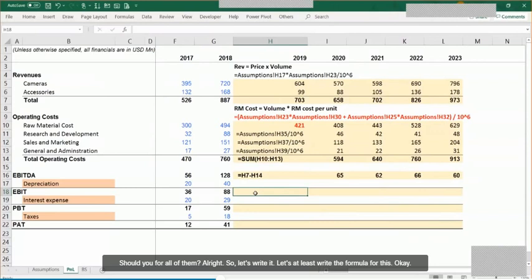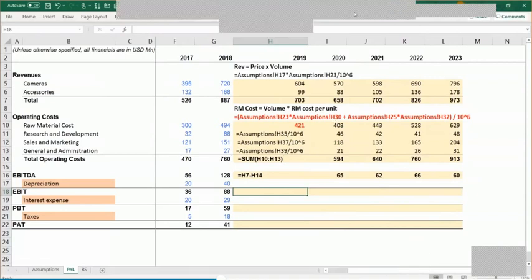All right. So let's at least write the formula for the subtotals. Okay, let me give a minute for you to work on it. I'll take a pause here. Please go on and complete it till this stage.